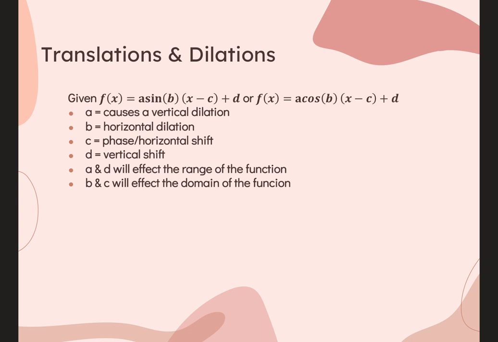All right, now let's talk translations and dilations on those inverse functions. It's going to ask you to do all the same things that we did with sine and cosine, but using your inverse function. And this is where it comes in handy to memorize what they look like, okay? So A still causes the vertical dilation, B horizontal dilation, C phase shift, D vertical shift. A and D are going to affect the range of your function because A and D affect the vertical. And B and C will affect the domain of your function. That one's spelled wrong. Because those affect the vertical stuff, which is range, and this affects the horizontal stuff.